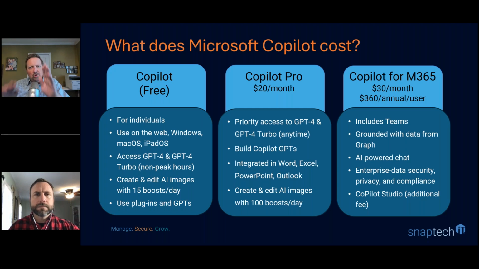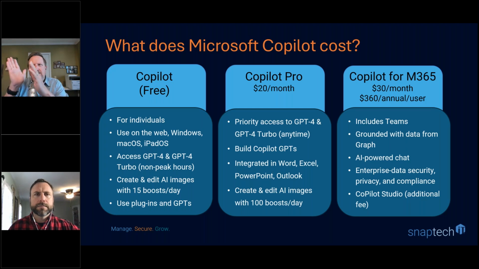If you're a prosumer, you can license what's called Copilot Pro, and this version is month to month. It costs $20 a month, and it gets you access to all of the core benefits of the ChatGPT engine and the benefits of generative AI. And then it also integrates with Word, Excel, PowerPoint, and Outlook, but it doesn't integrate with Teams, and it doesn't integrate with the rest of the other applications you find in Microsoft 365.